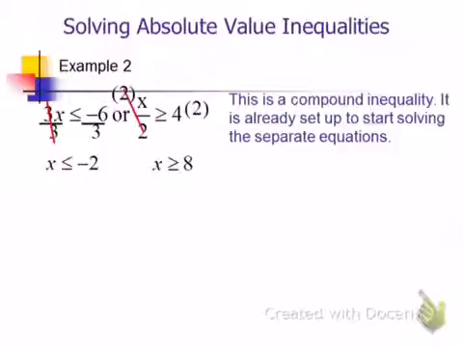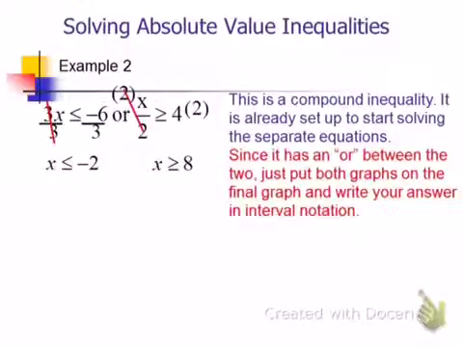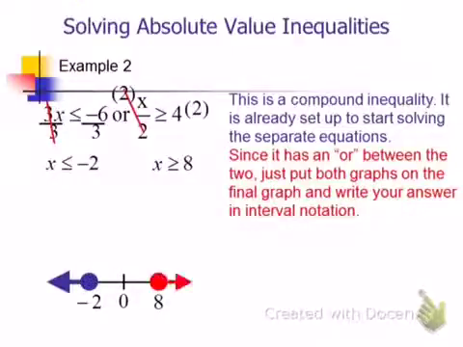Again, the most important word on the page is the or. The or between the two inequalities means we're just going to graph them together on the same number line. And so that's going to be x less than or equal to negative 2 or greater than or equal to 8.